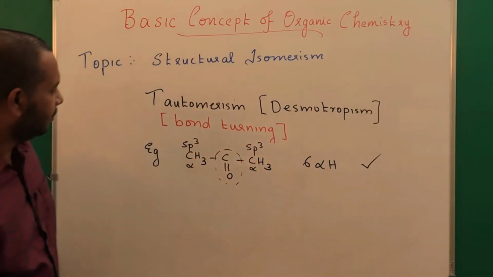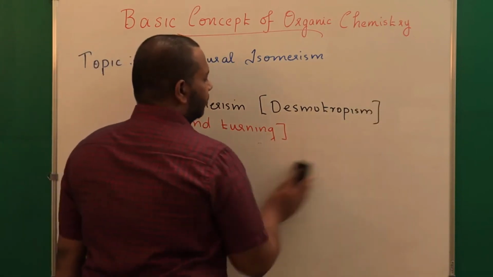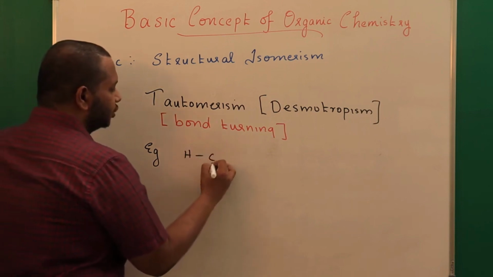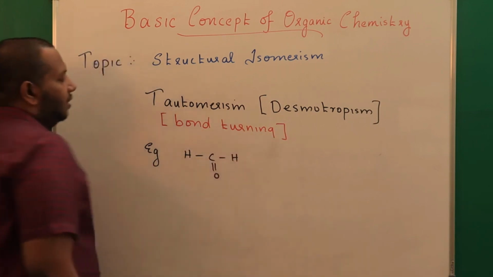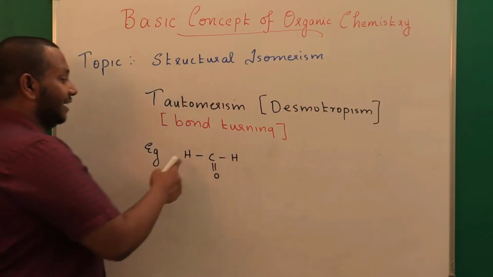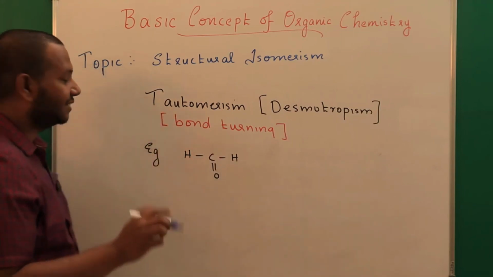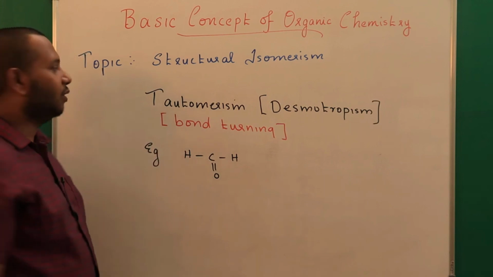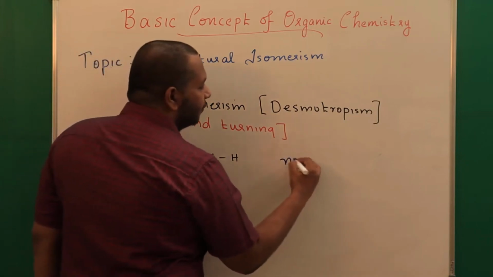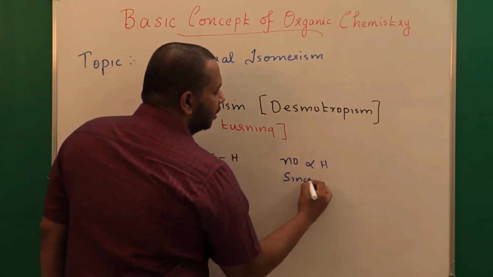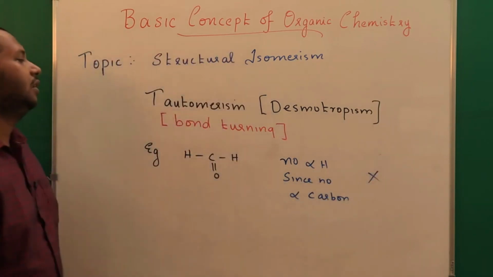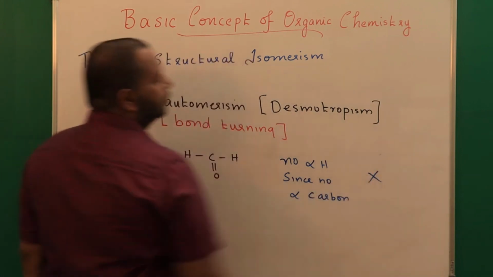Now let's see one important question. Then I hope you will get a clearer picture. So let's see whether HCHO will exhibit tautomerism or not. Many students will say, sir, hydrogen is present. Please understand, this hydrogen is not alpha hydrogen. Why? Because there is no alpha carbon. If there is no alpha carbon, there is no alpha hydrogen. So there is no alpha hydrogen since there is no alpha carbon. So this compound will not exhibit tautomerism.